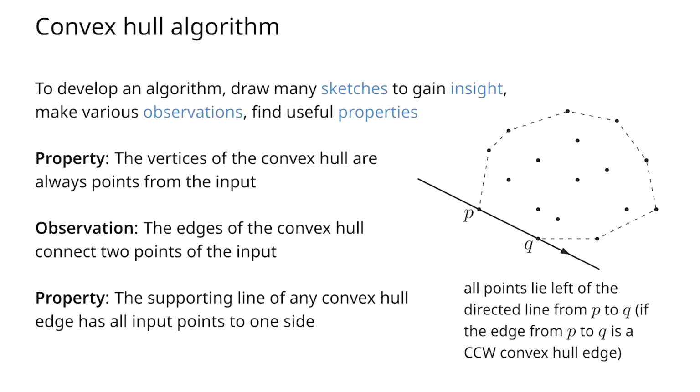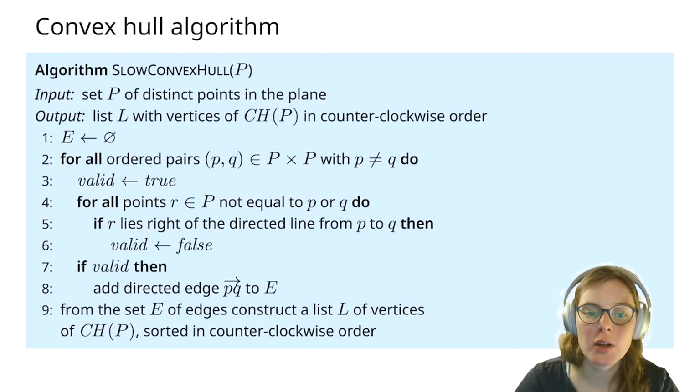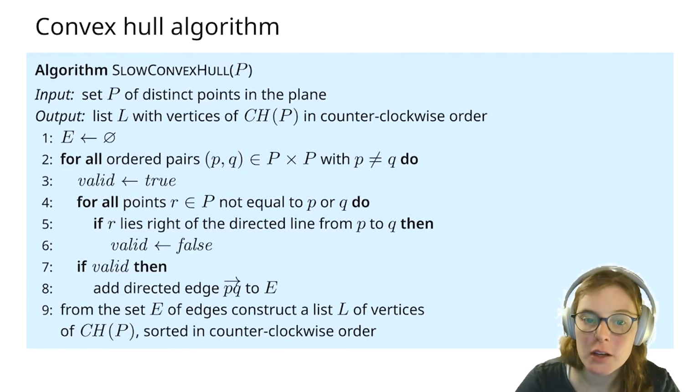And now making these observations and stating them as properties will allow us to suggest several different algorithms to find convex hulls. As a first approach, let's start with a very simple and straightforward algorithm that uses the last property that we have formulated to find all the edges of the convex hull.